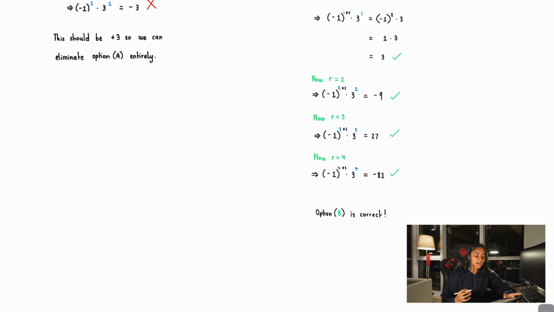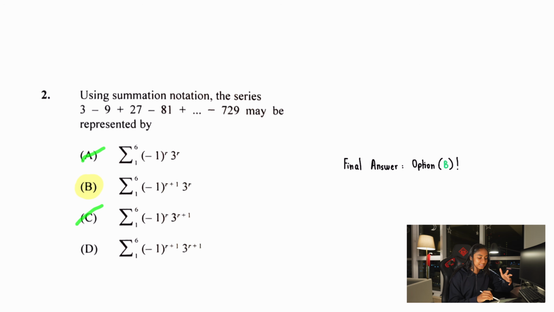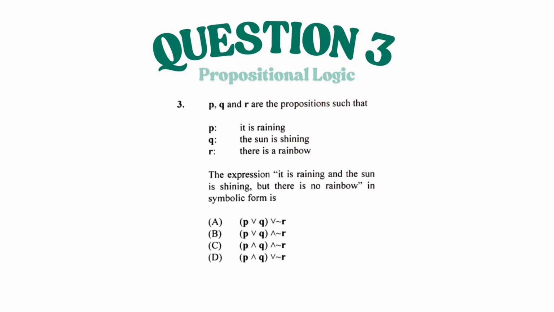But if you are as anxious as me and just want to make sure, I could quickly test options C and D as well for the first terms, and you can notice that they are wrong. So that was the quickest way that you could get through this. If you have any other ways, please feel free to do that. But I think for most of us, this might be the fastest way to get through question 2. So we can eliminate A, C, and D, and have the final answer to be B for question 2.